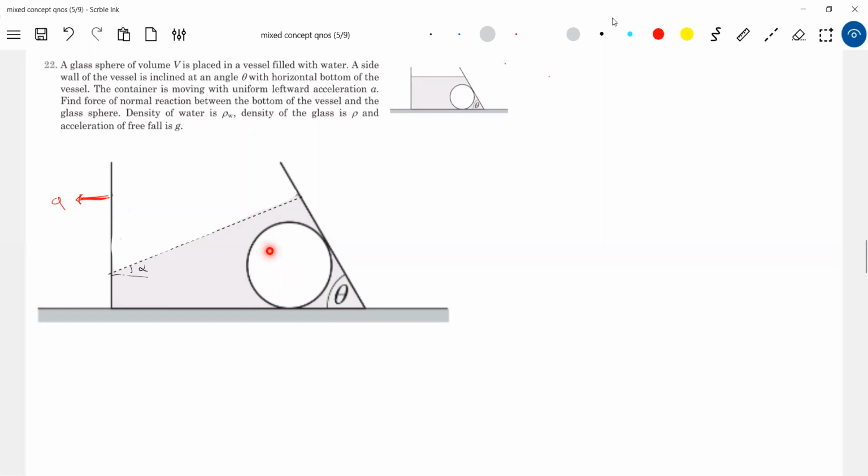The resultant force will make some angle here. So this alpha is there. From that we'll come to know. If the container were at rest, the net force exerted by liquid on the solid will be vertically up, but because of the acceleration, the resultant force by the liquid on the solid will be in this direction.